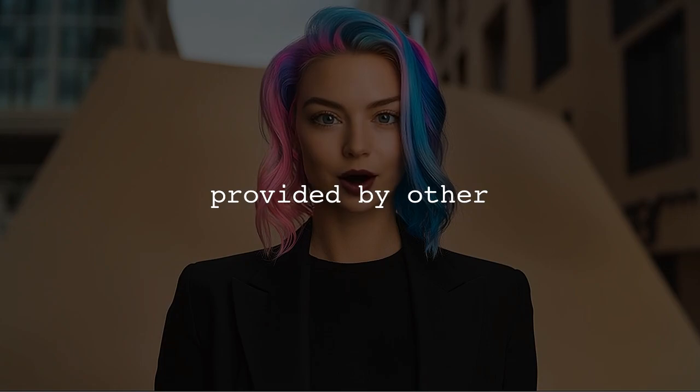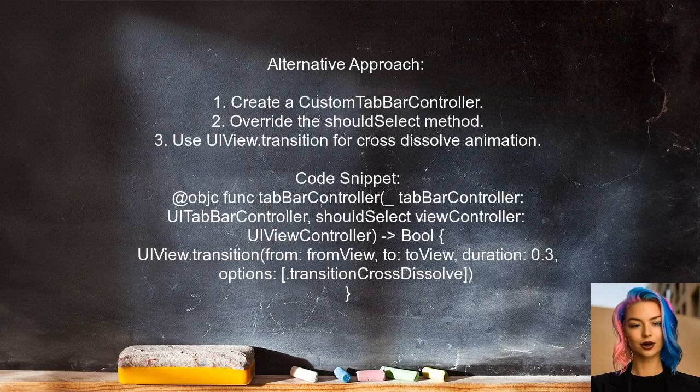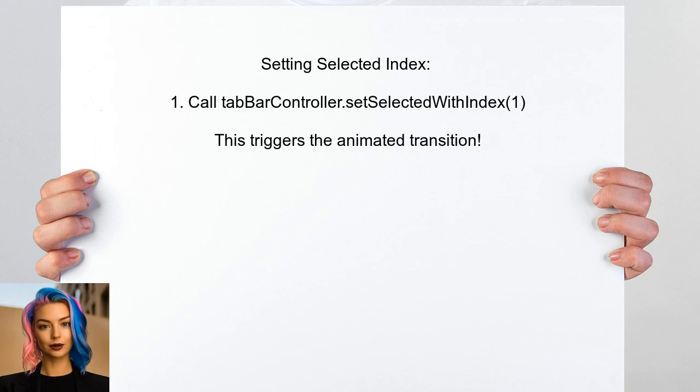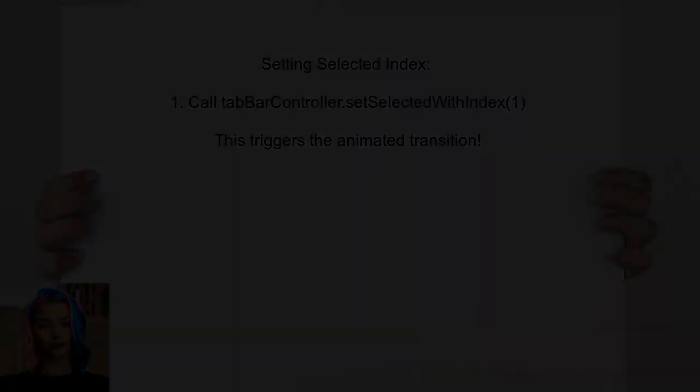Now let's look at the answers provided by other users. An alternative approach to animate tab bar transitions involves creating a custom tab bar controller. This user suggests overriding the should-select method to implement a CrossDissolve animation when switching tabs, even when changing the selected index programmatically. To set the selected index programmatically with animation, call the new method setSelectedWithIndex. This ensures the transition animation occurs even when the tab is changed via code.